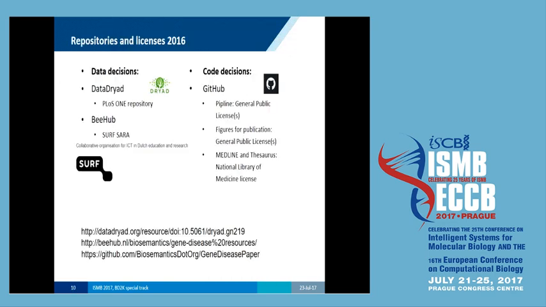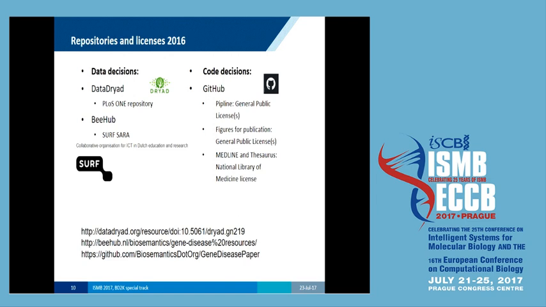And the repositories and licenses that we used at that time was Data Dryad, because it was published in PLOS ONE, and PLOS ONE recommends this data repository. But we also deposited in the B-Hub, which is one of the Dutch national repositories for data, and that's more for our own use, so that we can actually browse and create a catalog structure for this data.